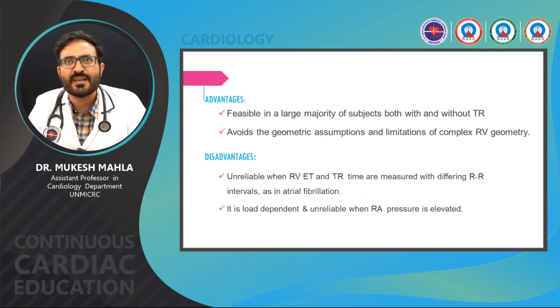It is feasible in a large majority of subjects both with and without TR, and avoids the geometric assumptions and limitations of complex RV geometry, while the disadvantage is that it is unreliable when RV ejection time and TR are different, as in AF when the RR interval is variable, so ejection time is not constant. As we know, it is load dependent, so when RA pressure is elevated, it is not advisable.